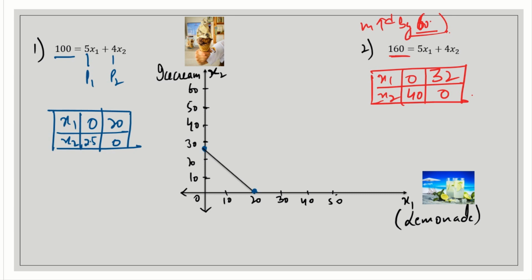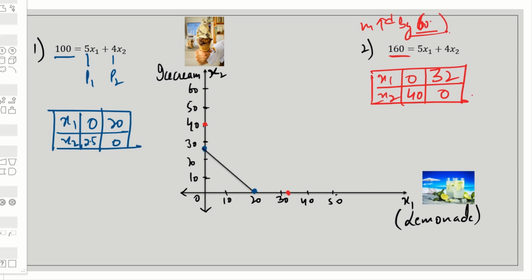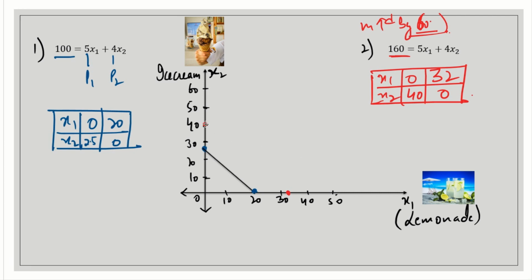Now for x2 equal to 0 we have x1 equal to 32, and for x1 equals 0 we have x2 equal to 40, right? This is the point. Now let us combine these points as well so that we can get a clear picture of what our budget line looks like. Okay, so it is somewhere here, right?